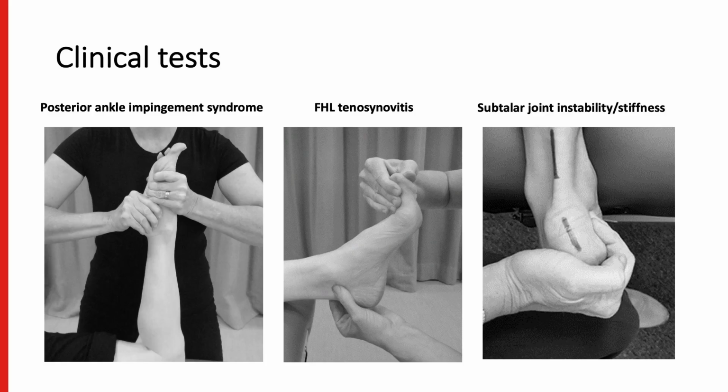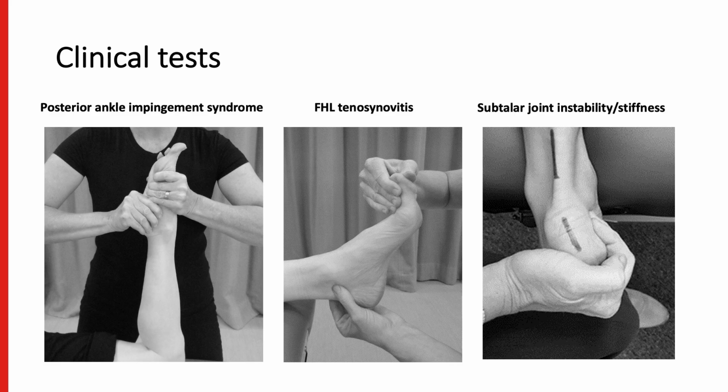Can you just talk us through where the pressure is for the test for the posterior impingement? Yeah, so you're really trying to compress that posterior ankle. So the hand on the forefoot's not doing too much. It's really that compression and shearing through that posterior part of the joint that's key.